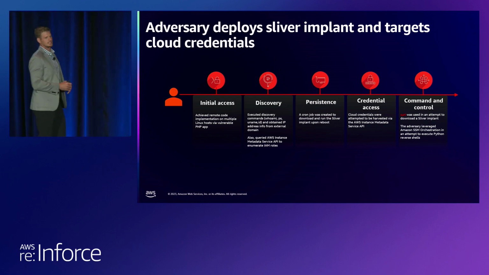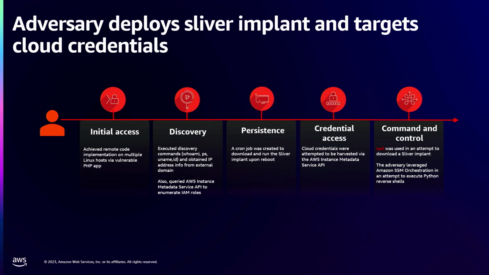And so this first one we're looking at, they deploy a Sliver implant and target cloud credentials. It all started with the initial access, and they actually achieved remote code execution on multiple Linux hosts via a vulnerable PHP application. Again, they're getting in there, establishing that connection and gaining access. And they want to get around. They want to understand, okay, what's going on? What type of environment am I in? And they're using different commands and obtaining IP address information from an external domain.